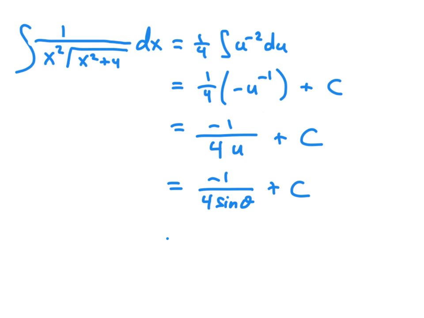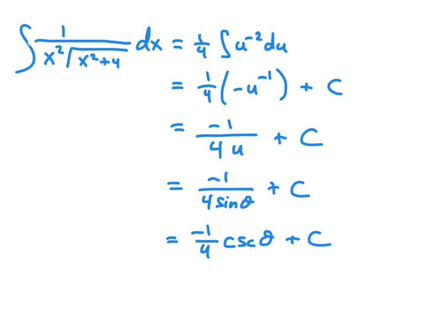And one last thing that we can do here is to make this a little bit cleaner. Instead of having a sine of theta in the denominator, instead of having a reciprocal of sine, we can simply make this -1/4 of the cosecant of theta.